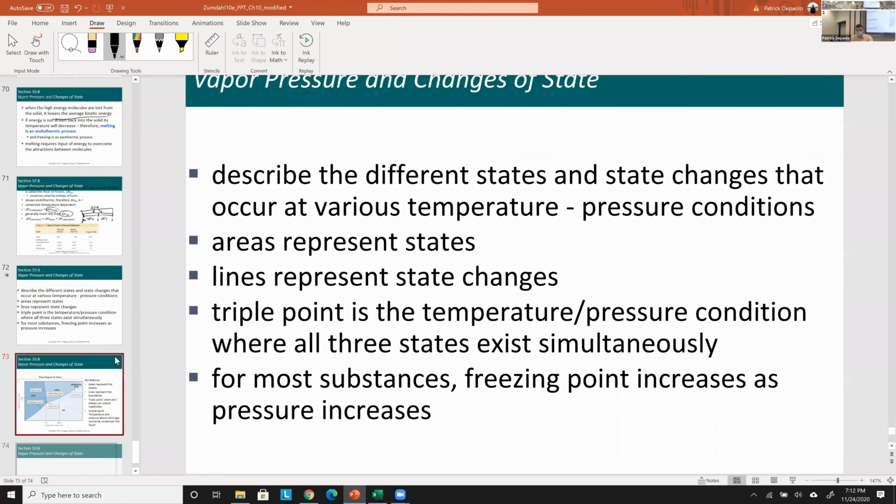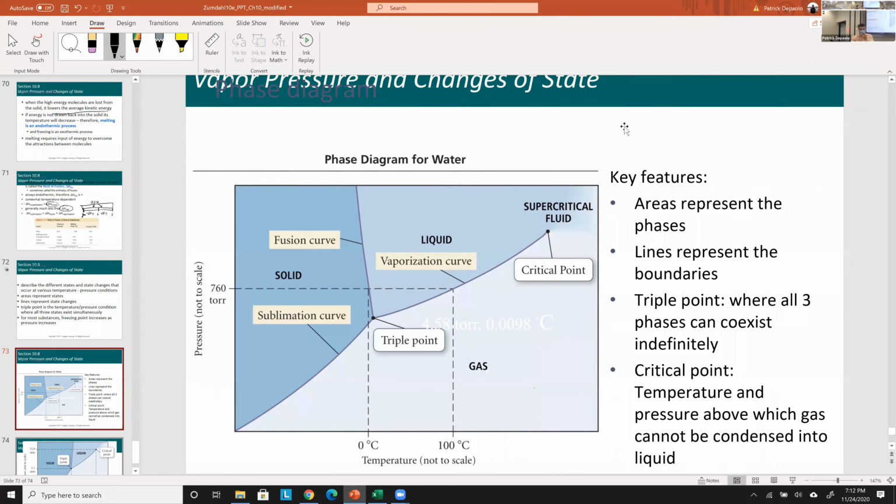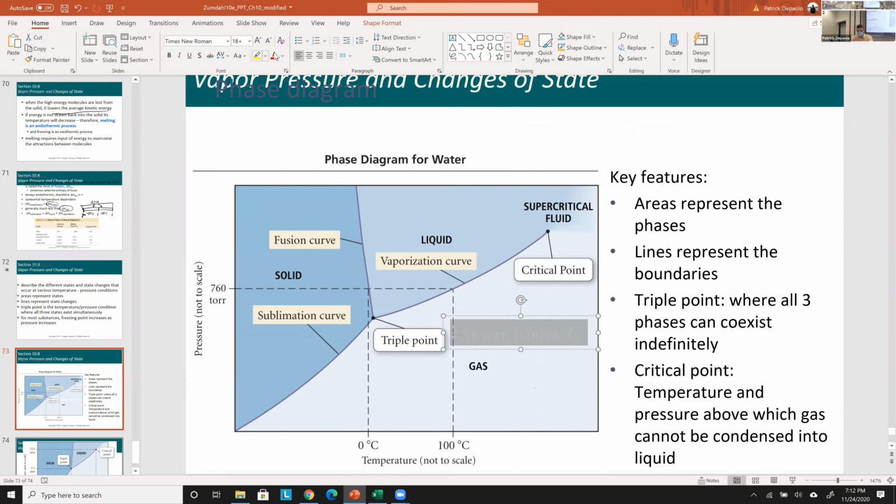So let's talk about this, this is the coolest thing ever. This is the phase diagram for water. Every substance has a phase diagram. Why is this in white? It's like the worst color to put text in. Red, here we go. Okay. So this is a phase diagram. Every substance has its own phase diagram.